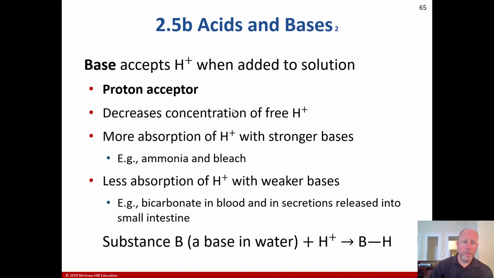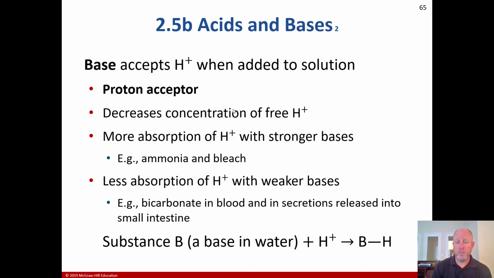As an example, substance A, or an acid in water, is a hydrogen ion plus an anion. Now, a base accepts a hydrogen ion when added to a solution. It's a proton acceptor. It decreases the concentration of the free hydrogen ions. There's more absorption of hydrogen ions with stronger bases, and less absorption with weaker bases. A strong base would be ammonia or bleach, and a weaker base would be bicarbonate in blood.